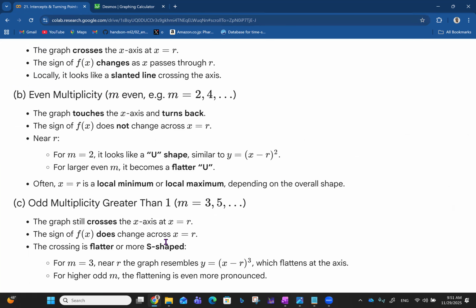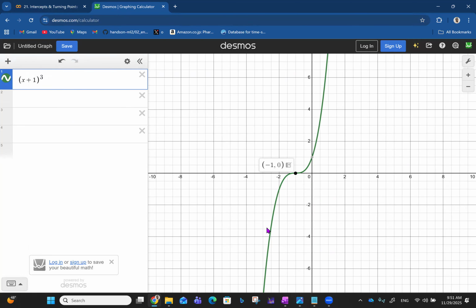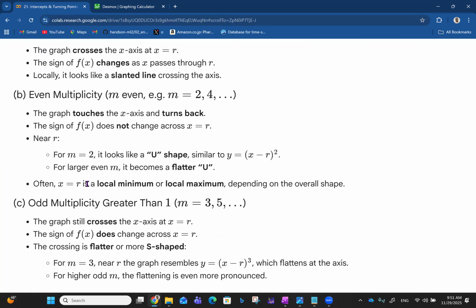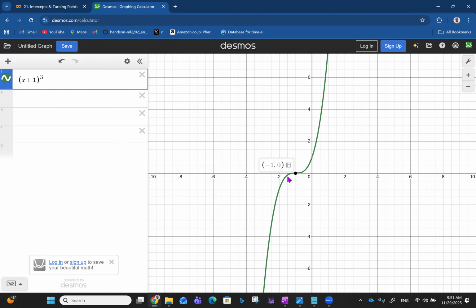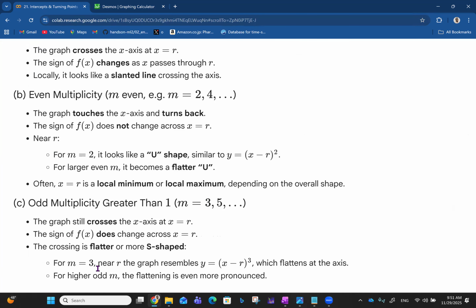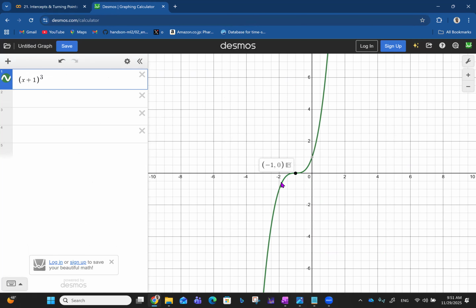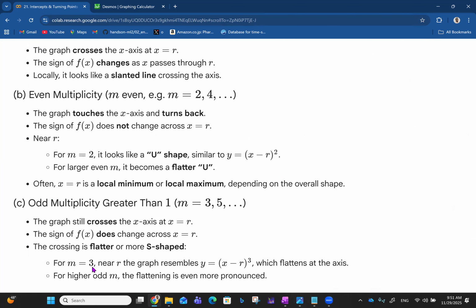So the sign of f of x does not change across x equals r. So you see the function coming, it's more like negative here, and then it goes positive. It's like you have a bit of slowing down around this point. Then the crossing is flatter or more S-shaped. So it looks like you're writing some kind of S like this. You have this flat thing, and then you have this smooth transition going that way. Okay, the crossing is flatter or more S-shaped.